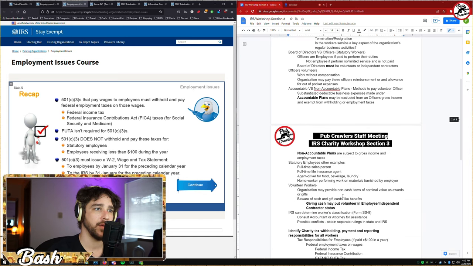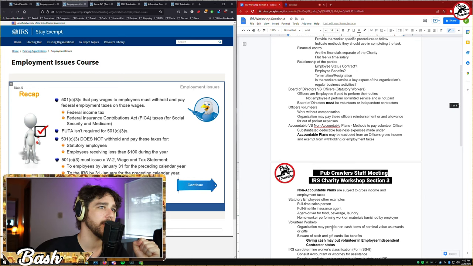But what I'm basically trying to get to is the president, the vice president, the treasurer, not the people sitting there being paid in an exchange. We don't withhold their taxes? Why did it not cover this more clearly? Because it talks a lot about statutory employees and about accountable plans and non-accountable plans. But it does not ever say that a 501c3 does not withhold and pay taxes for statutory employees. I did not hear that at any time.